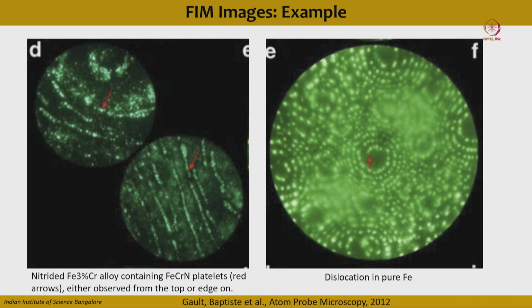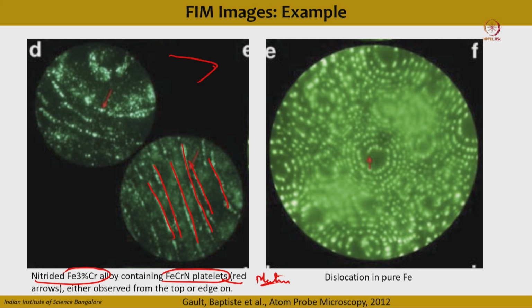Some more examples relate to the nitrided iron chromium alloy, where there are iron chromium nickel nitride platelets. As these platelets have a different composition, the bonding between iron, chromium and nitride is different from the iron chromium alloy. So the field evaporation of atoms around the tip surface, if these platelets are present on the atom probe tip, will also be different from the matrix. These lines correspond to those platelets present in the iron chromium alloy matrix.